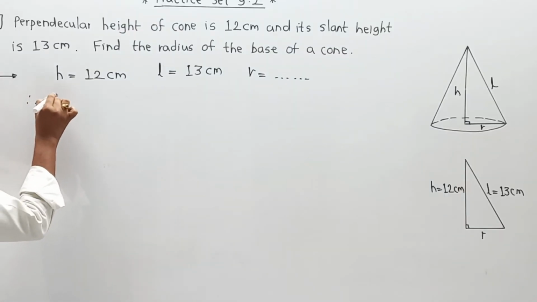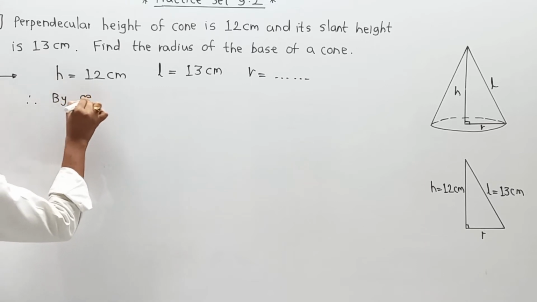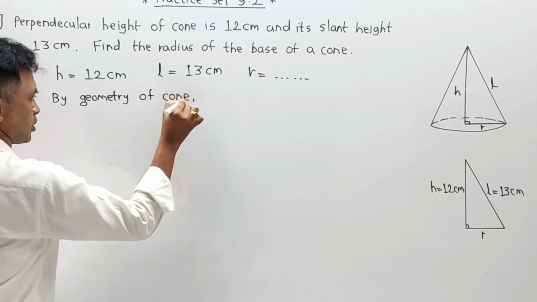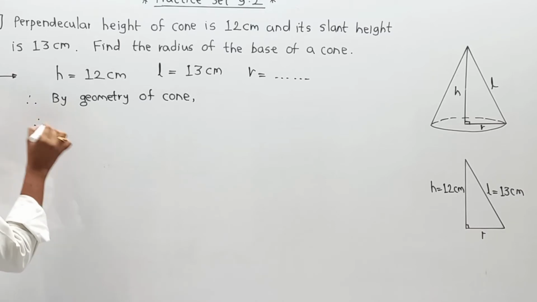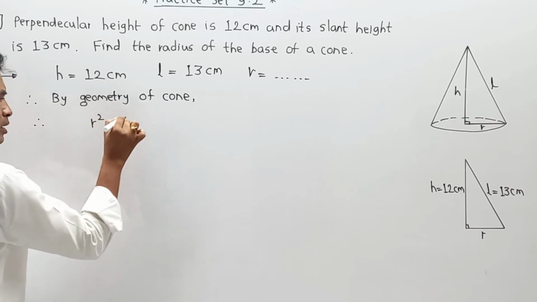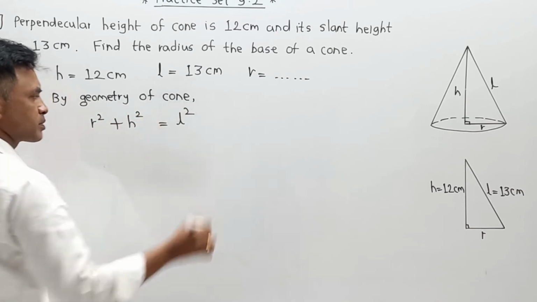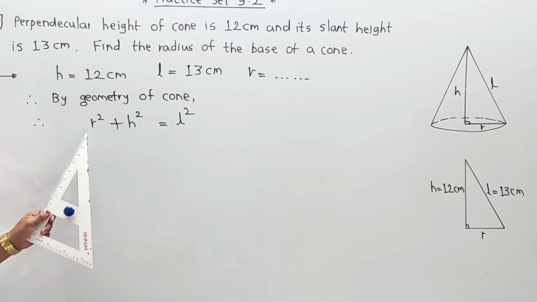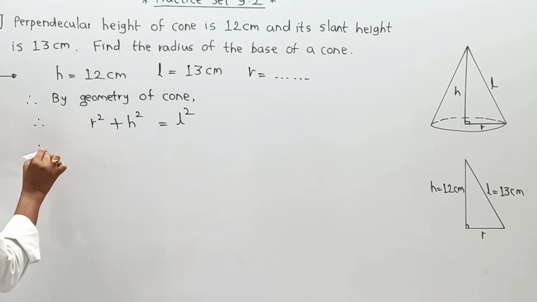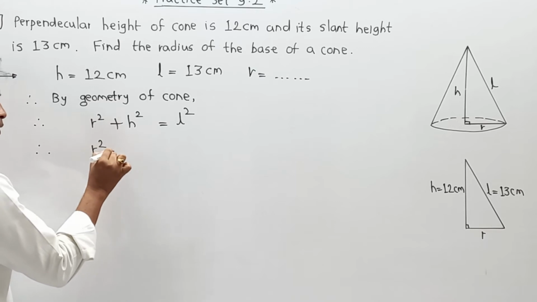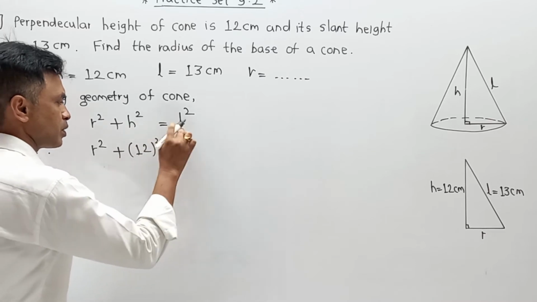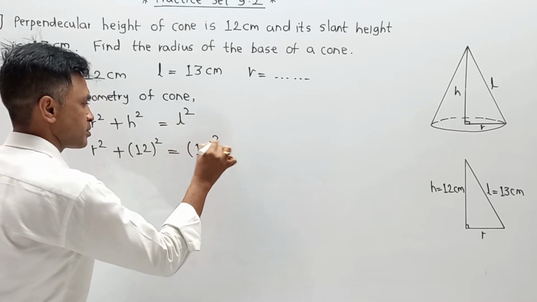Therefore, by geometry of a cone, we know very well that L square is equal to R square plus H square, where R is the base radius of the cone, H is the vertical height, and L is the slant height. R square, which we have to find, plus H square. H is given as 12, so 12 square is equal to L, which is 13, bracket square.